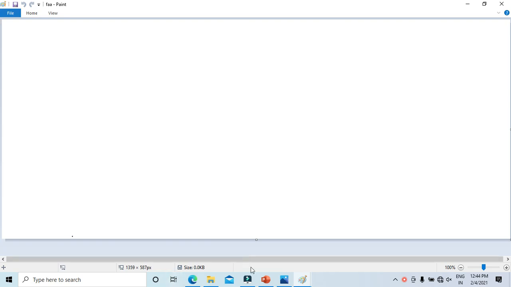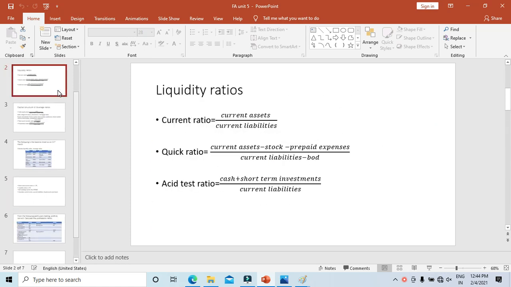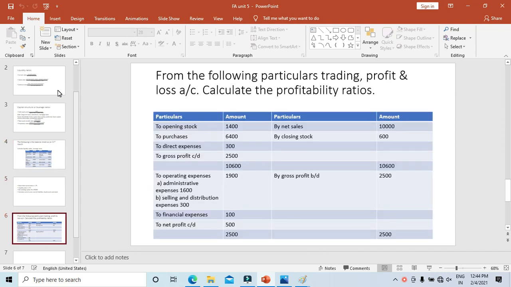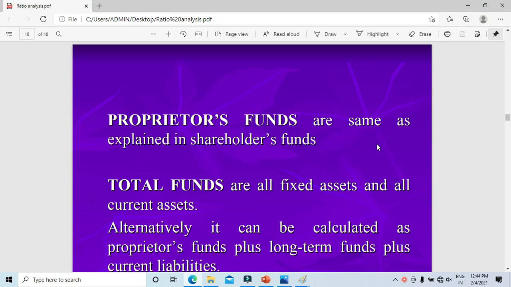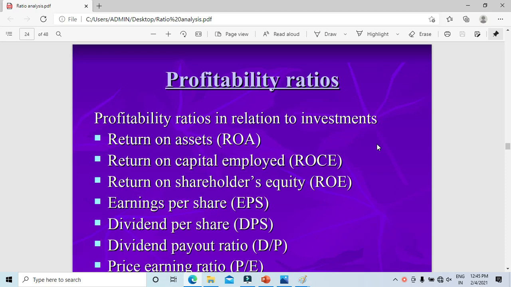What I have taught you in my last classes, the two topics, that is liquidity ratios and capital structure ratios. In today's class, I am going to explain the profitability ratios. Profitability ratios are altogether four: gross profit ratio, net profit ratio, operating ratio and operating profit ratio, and of course I am going to do this later.